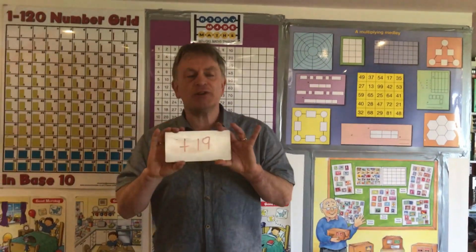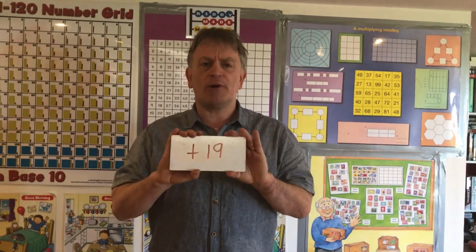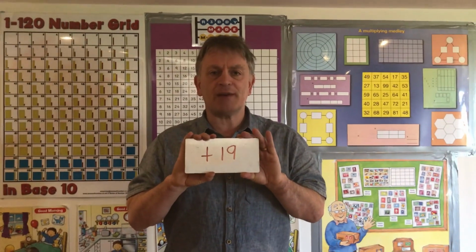Now, we're going to move on to adding 19. I'm sure we can imagine when we add 9, we add 10 take 1. What's the next strategy to add a number like 19? What do you think that's going to be? Just pause the video for a second, have a quick think. And hopefully you'll have realised to add 19 is only slightly more difficult than adding 9.